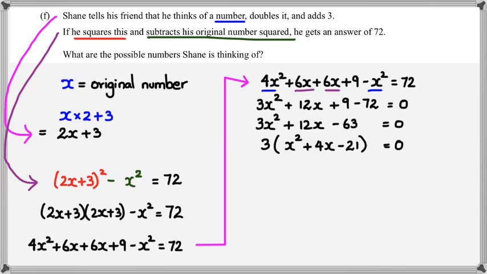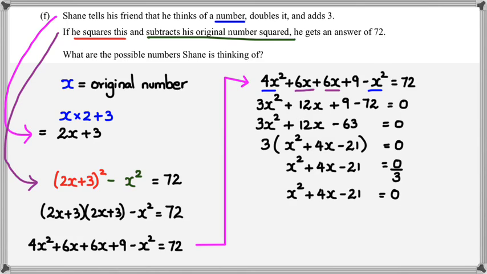Because once you do this, you can actually get rid of the 3, because when it goes to the other side, it's divided, which means we've got 0 divided by 3, and 0 divided by 3 is just 0. So we've got x squared plus 4x minus 21 equals 0.